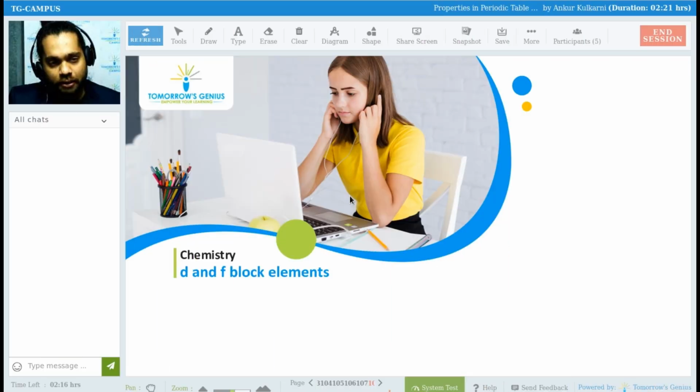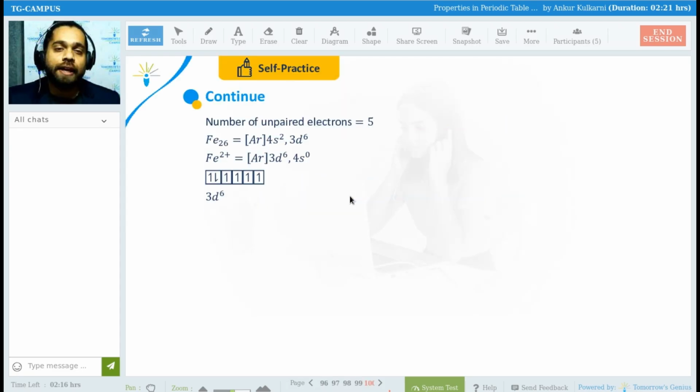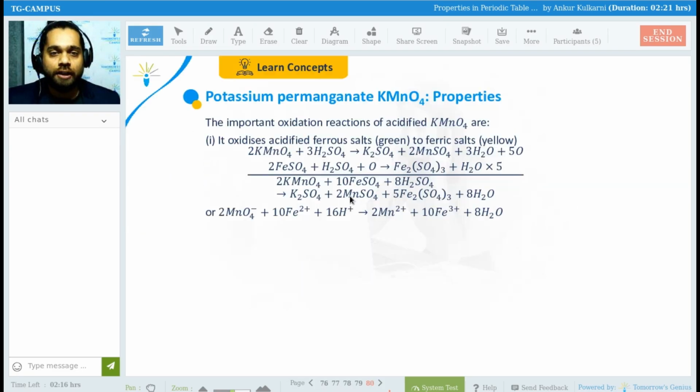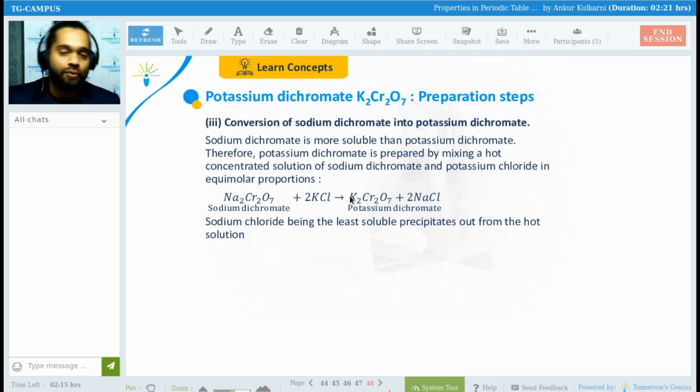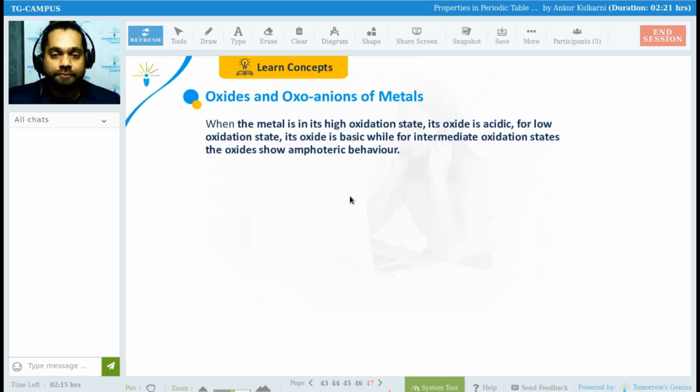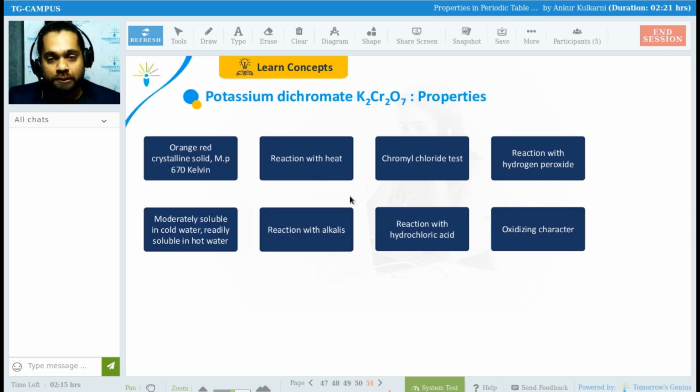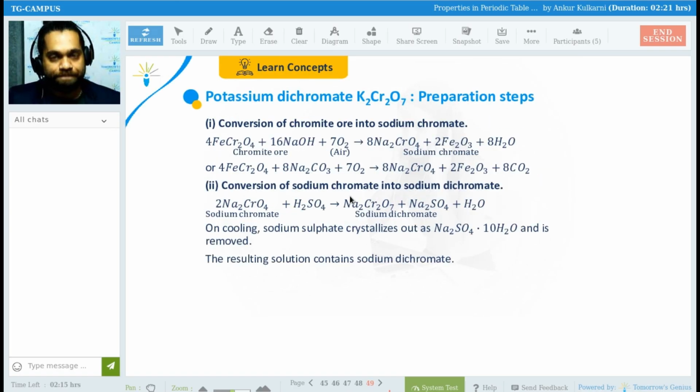Okay, I guess we did it till the preparation of potassium dichromate, if I'm not wrong. Today we have to start with KMnO₄. So we had completed the preparation of potassium dichromate. I'll revise it quickly.